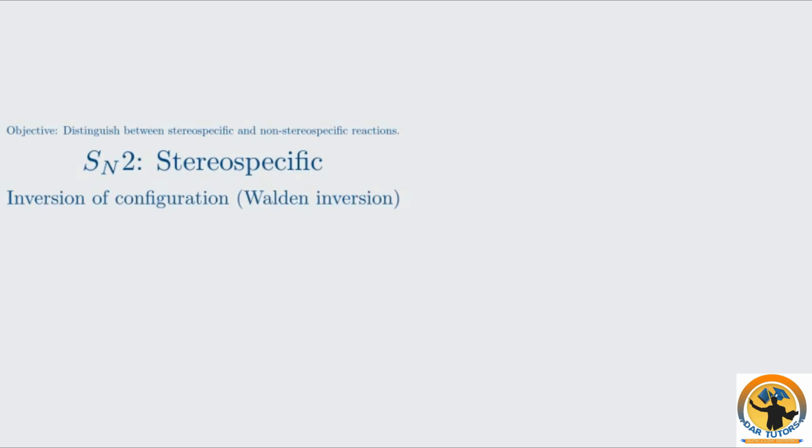A key difference between the SN1 and SN2 mechanisms is their stereochemistry. Our objective is to distinguish between stereospecific and non-stereospecific reactions. The SN2 reaction is stereospecific. The nucleophile must attack from the back, causing the other groups around the carbon to flip, like an umbrella in a strong wind. If we start with a single optical isomer at a chiral carbon, we get a single optical isomer as the product. The configuration is inverted. Consider this chiral bromoalkane. The hydroxyl nucleophile can only attack from the back.